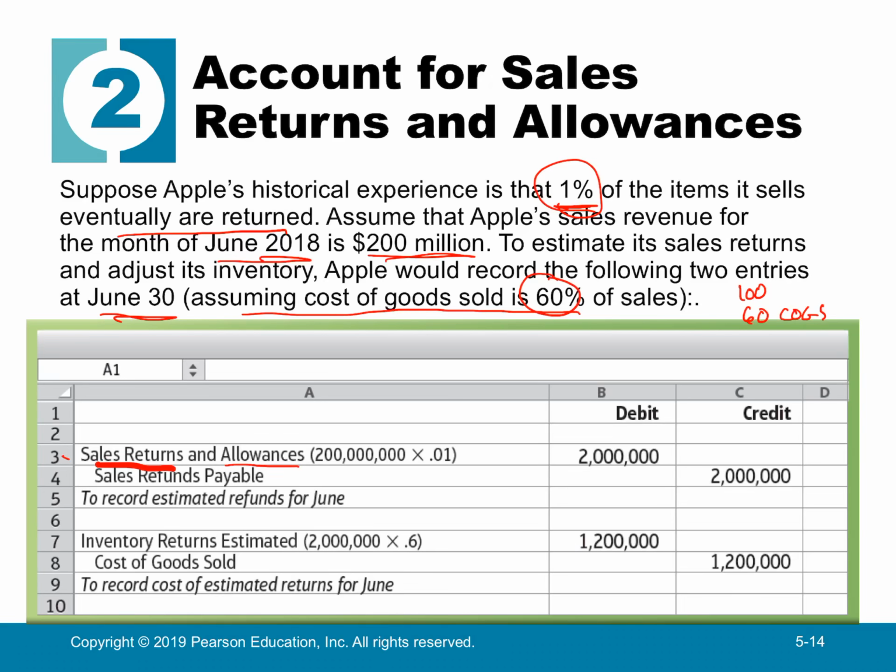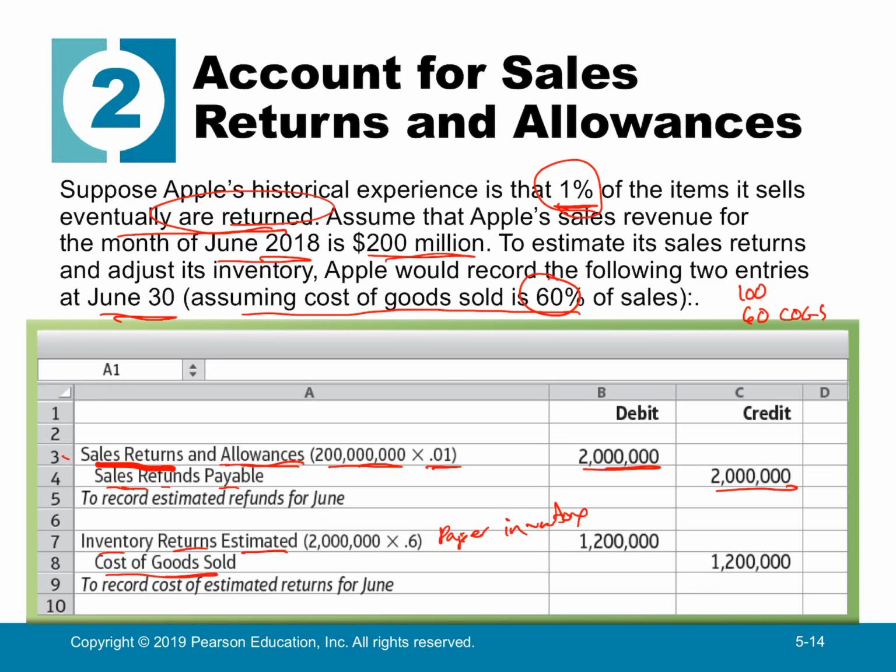So as you can see here, we're taking our sales of 200 million, multiplying it times 1%, which is historically how much items are returned, right? And that gives us 2 million. So what we're doing here is debiting an account called sales returns and allowances and crediting a liability account called sales refunds payable. And then we'll have to adjust our inventory. So we're going to have an inventory returns estimated, because again, these returns actually haven't happened. So this is like a paper inventory account, right?